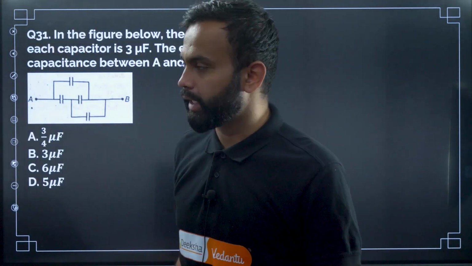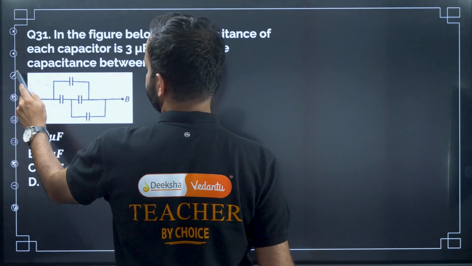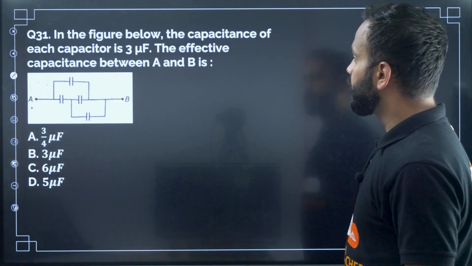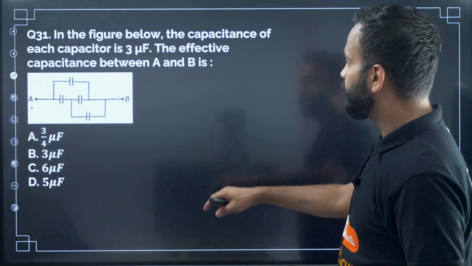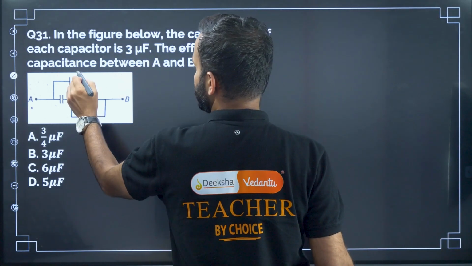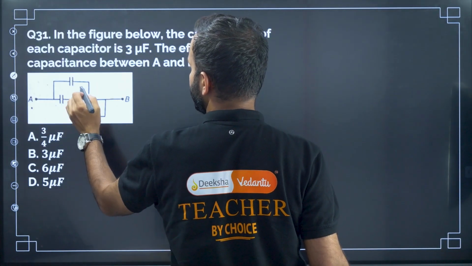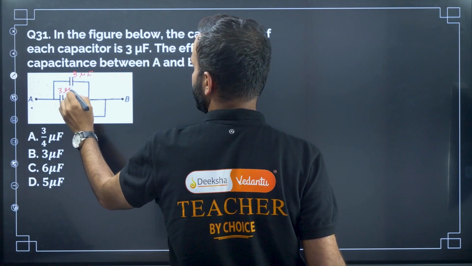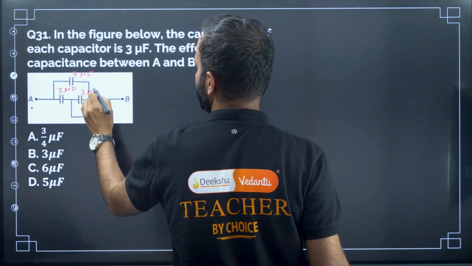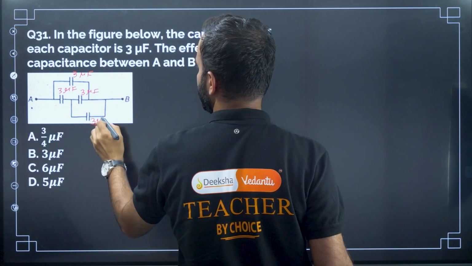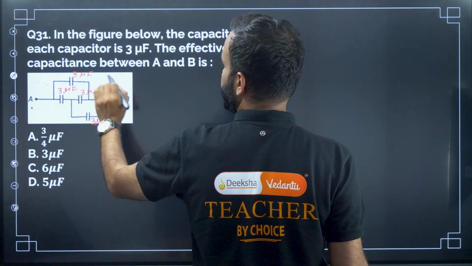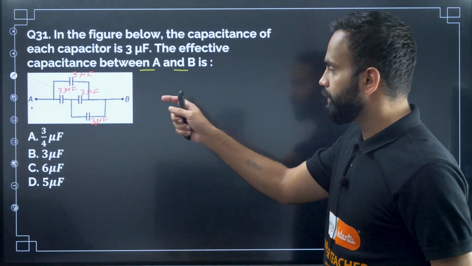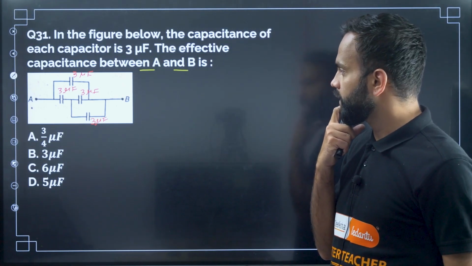Let's start. Question number 31. In the figure below, the capacitance of each capacitor is 3 microfarad. The effective capacitance between A and B. We need to find the effective capacitance between A and B, right?